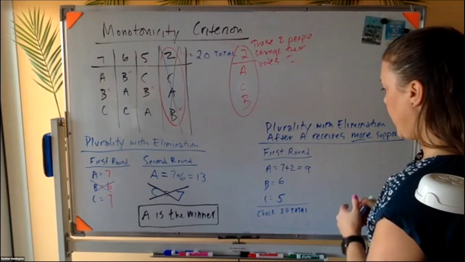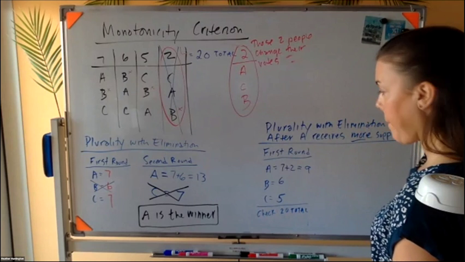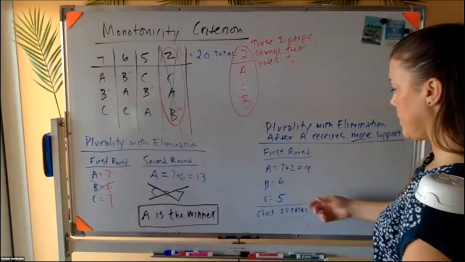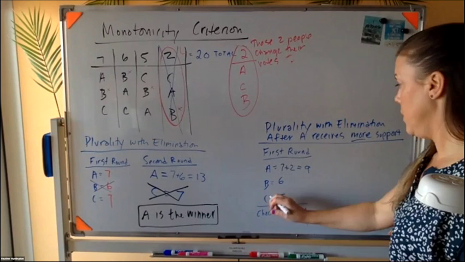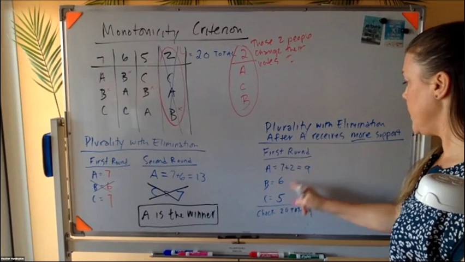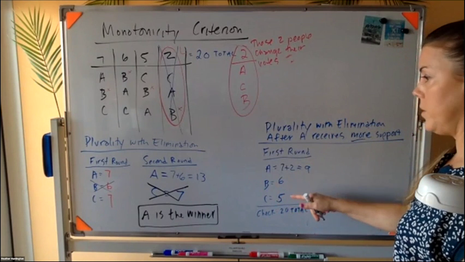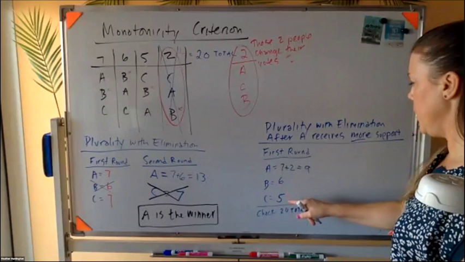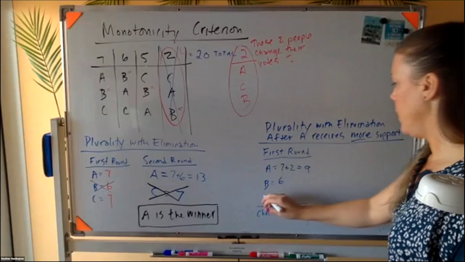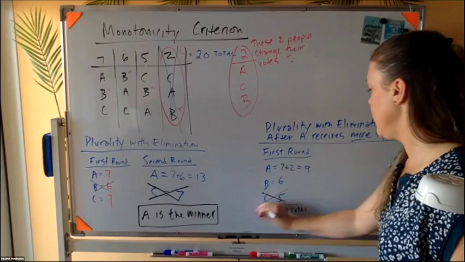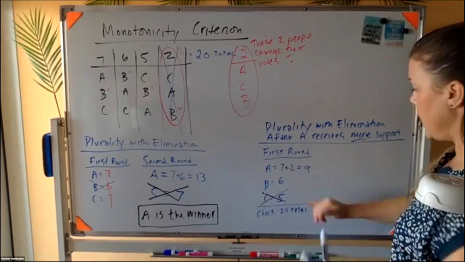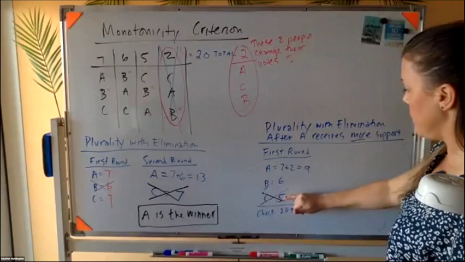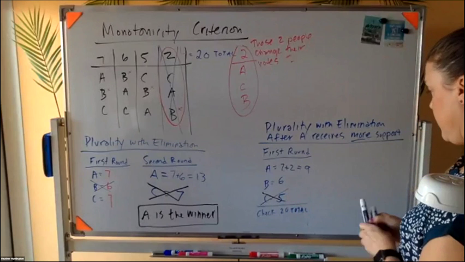So who are we saying goodbye to now? Well, which one has the lowest number of votes? C. Are you guys saying B? C. Okay. So C has the lowest first place votes. So we're saying goodbye to C.